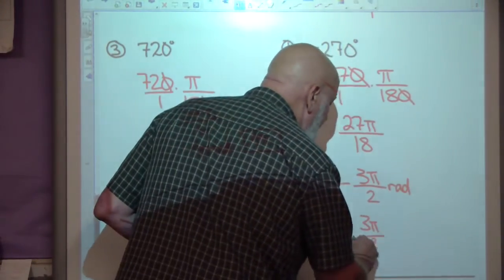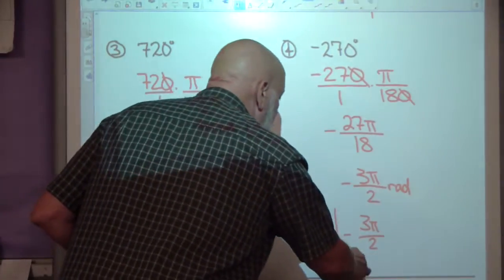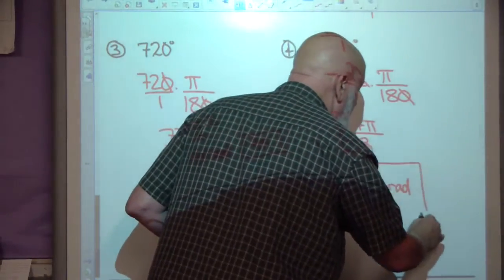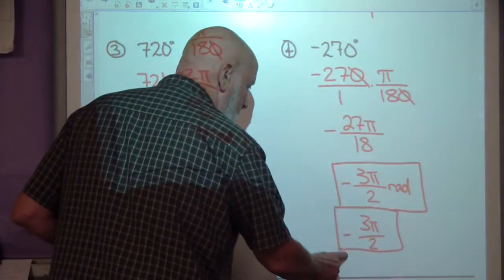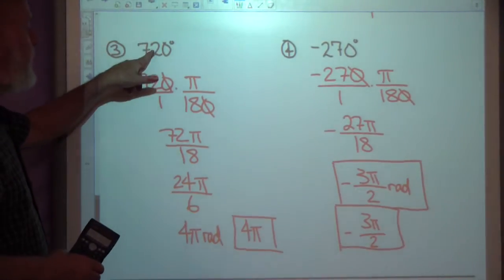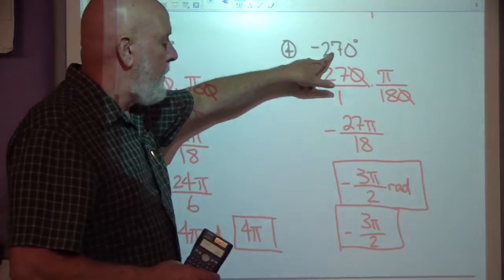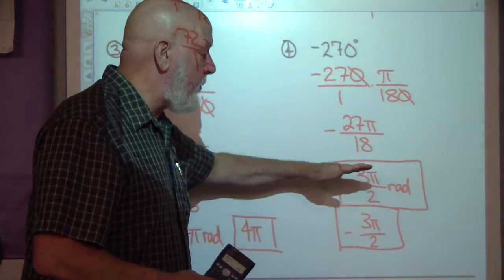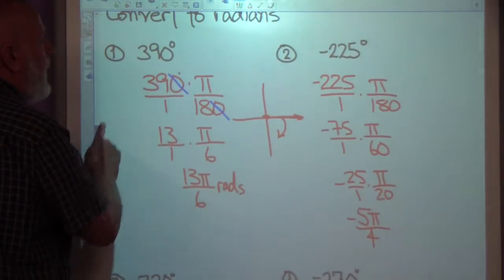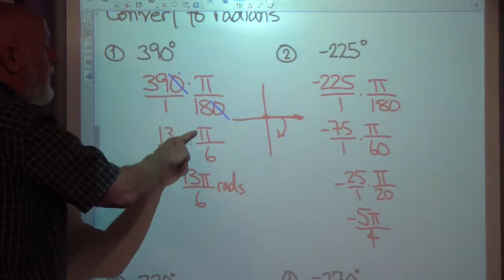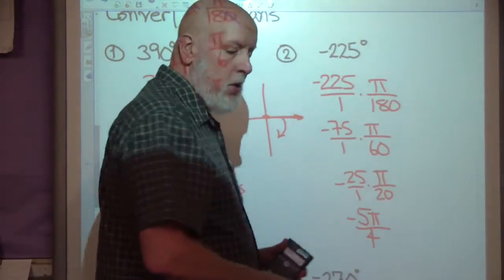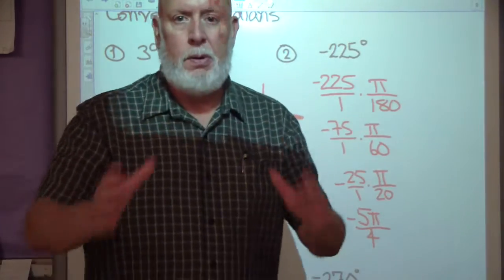I kind of go back and forth. So there we go. We converted degrees to radians. The negative just means the direction of the rotation. We'll deal with that later. Right now we're just going from degrees to radians. You can do this.